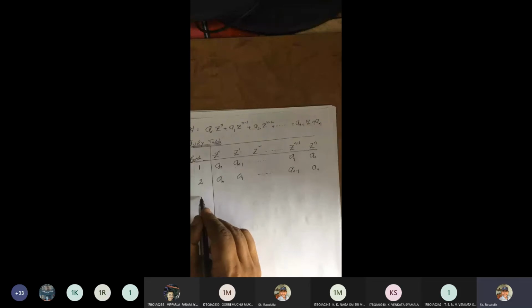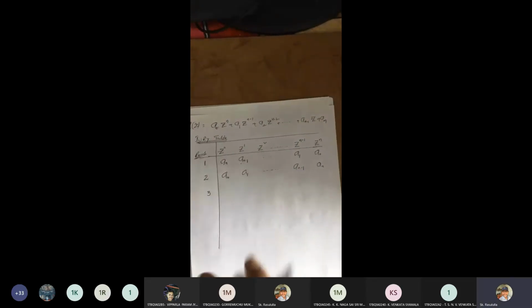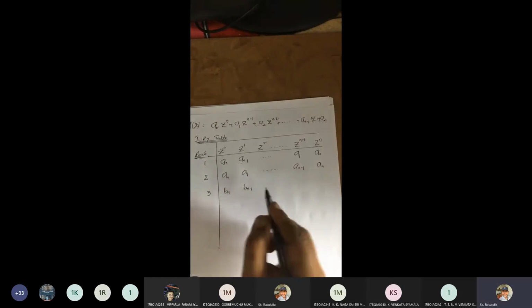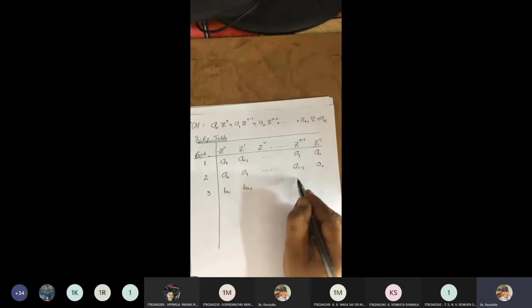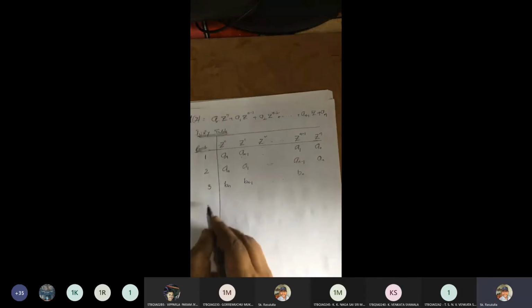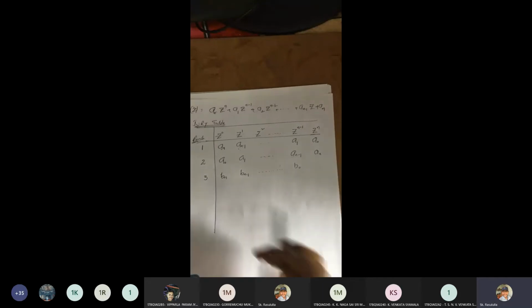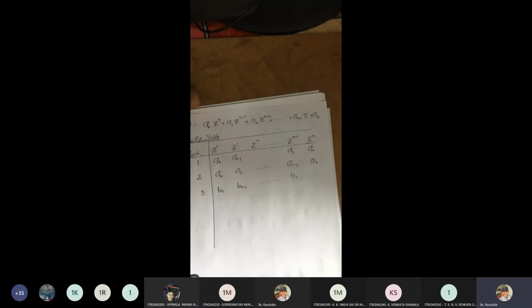Now coming to the third row. I will write just the symbols first, and how to calculate them I will explain later. So let it be bn minus 1 and so on, and the last one before that is b naught. Then coming to the fourth row. First I will explain the third row. So the third row, let it be bn. I will tell how this bn is calculated.